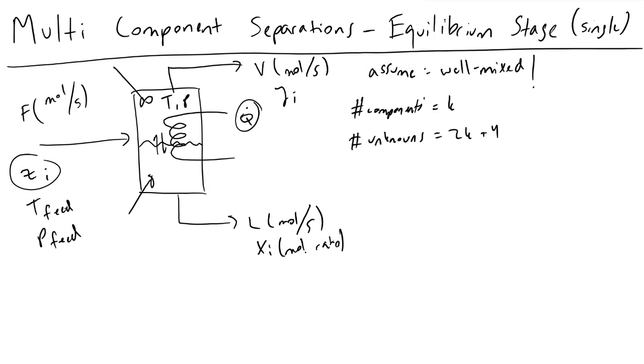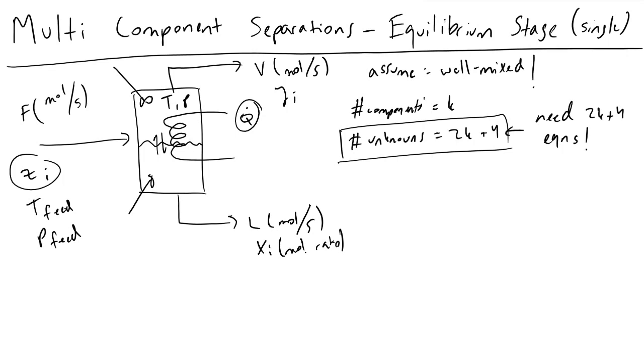The first equation that we're going to be able to create is a mole balance, or a component mole balance, on each species inside of our reactor. Just to spell this out, we need 2k plus 4 equations. And so equation one that we can derive is a component mole balance.